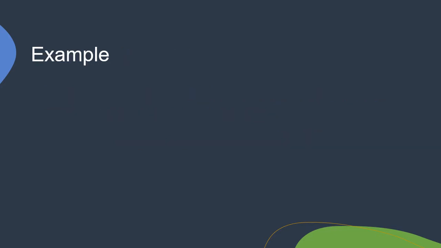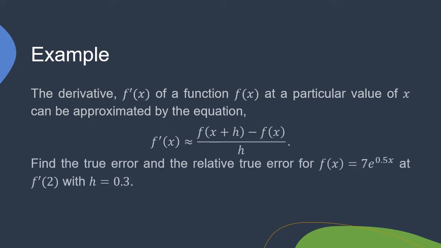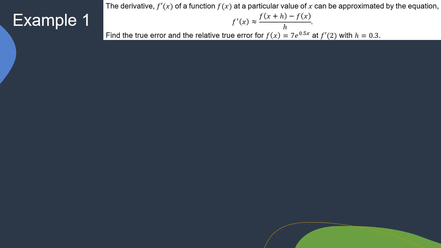Example number 1. The derivative f prime of x of a function f of x at a particular value of x can be approximated by the equation as shown below. Find the true error and the relative true error for f of x is equal to 7 e raised to 0.5x at f prime of 2 with h is equal to 0.3. To solve this, the approximate value and the true value of the function must be calculated first.